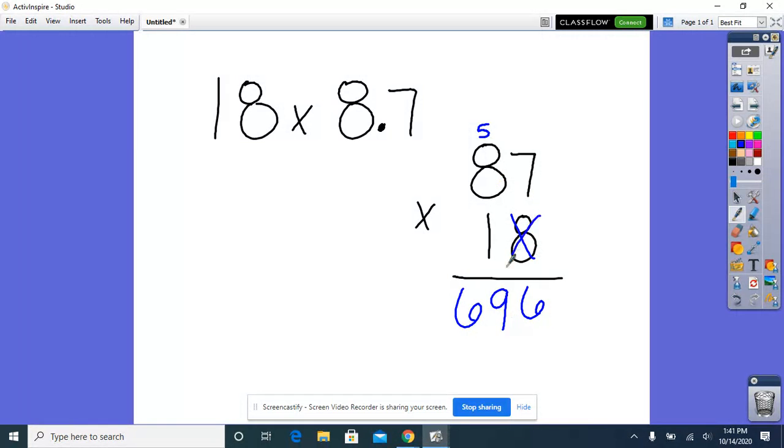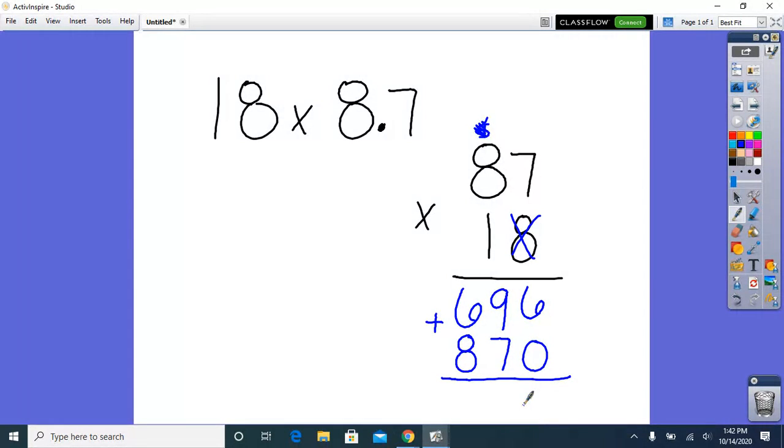So I'm done with my 8. I'm going to mark out my 5 or erase it and add a 0 as a placeholder. That's important. Done with your 8, mark out the numbers that you carried, add a 0 as your placeholder. Now I'm going to move over to the 1. 1 times 7 is 7. 1 times 8 is 8. And now I can add these.